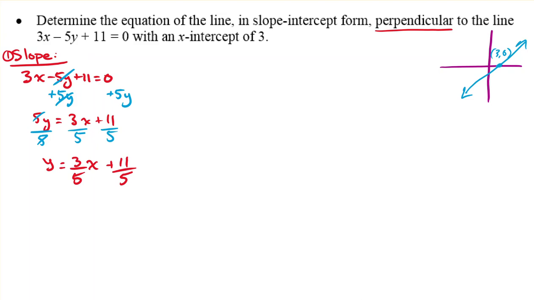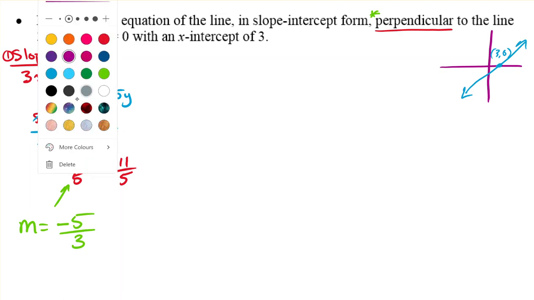So what is the slope of this line? The slope is 3/5. Do we want to be parallel or do we want to be perpendicular to this line? We want to be perpendicular, so that means the new slope is actually negative 5/3. It's the negative reciprocal of whatever that number is. Perfect.